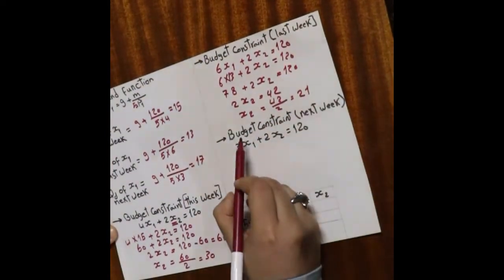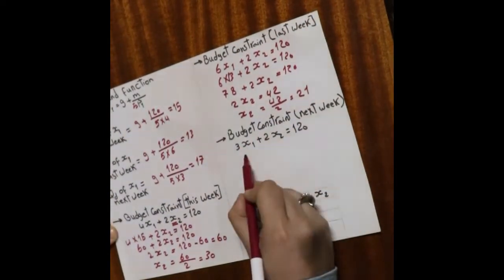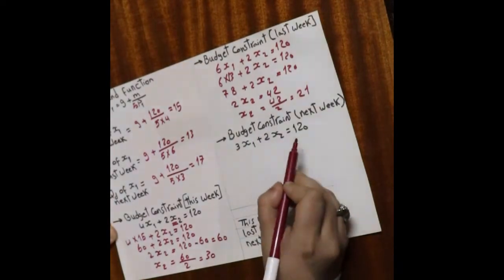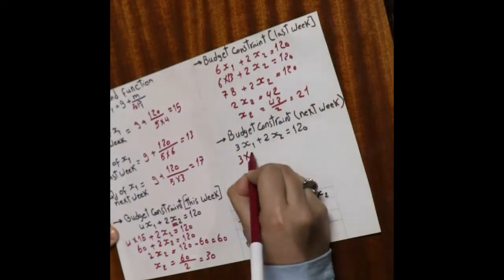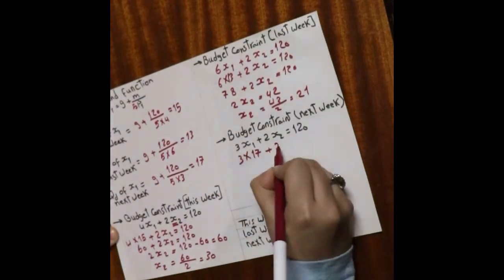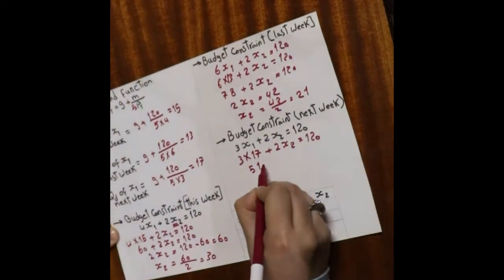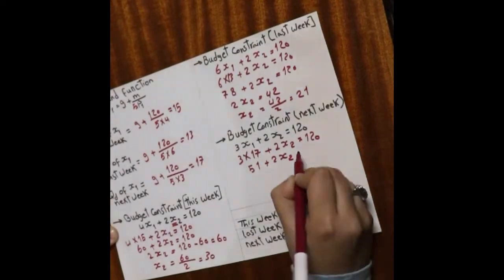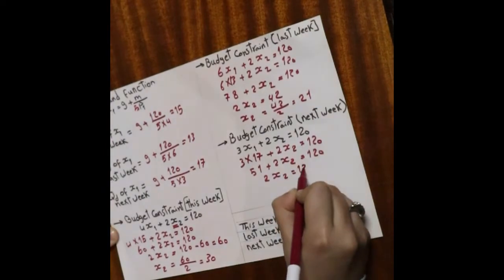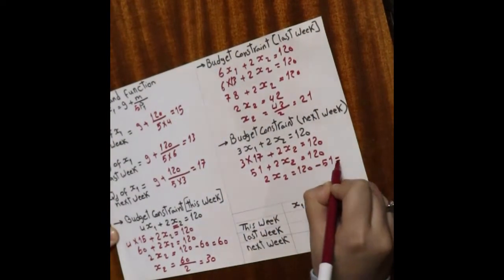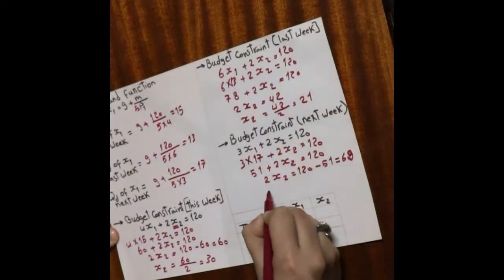Third equation, next week: 3x1 plus 2x2 equals 120. 3 multiplied by 17 plus 2x2 equals 120. 51 plus 2x2 equals 120. 2x2 equals 120 minus 51 equals 69. x2 equals 69 over 2 equals 34.5.